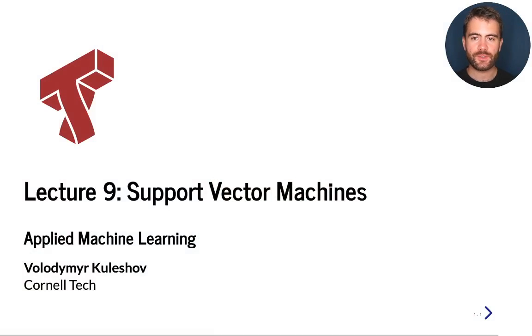Support vector machines are a very important class of algorithms in machine learning that in general can be applied to many kinds of problems, including regression, classification, and even certain types of unsupervised learning. And it's an algorithm that should be part of the toolbox of every machine learning practitioner.